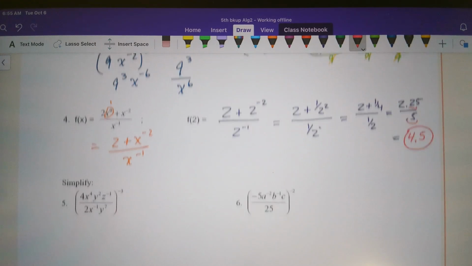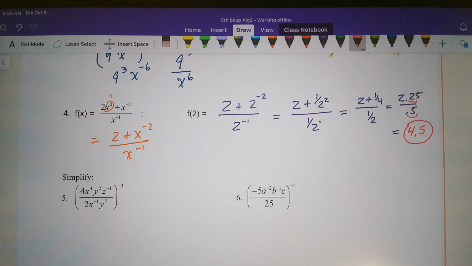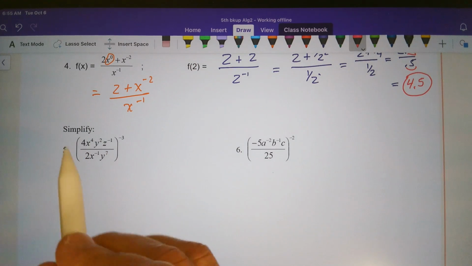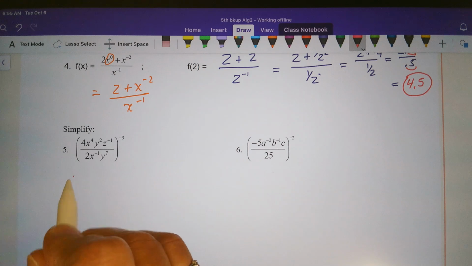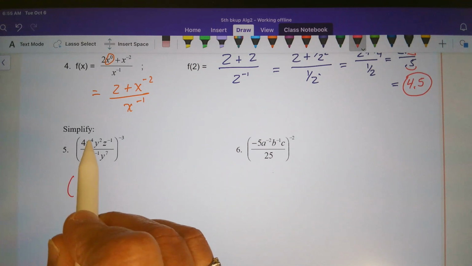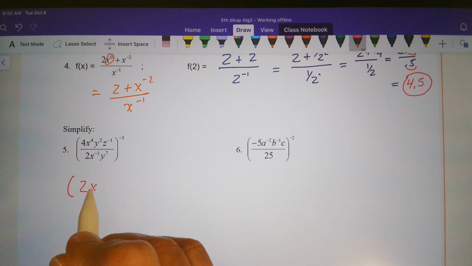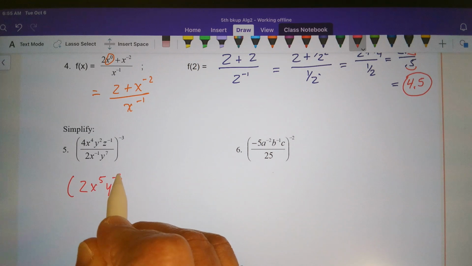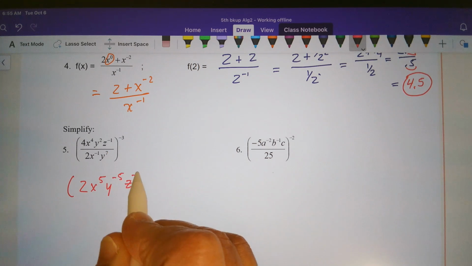Okay. And our last set here, we're simplifying. Ooh, they look complicated. So here, there's a couple of things you can do. You can either just first try to simplify what's inside parentheses, simplify this division here, and then distribute the exponent. I think that's what I'm going to do. So 4 divided by 2 is 2. 4 subtract negative 1 is going to be 5. And 2 subtract 7 is negative 5. And z to the negative 1 stays.